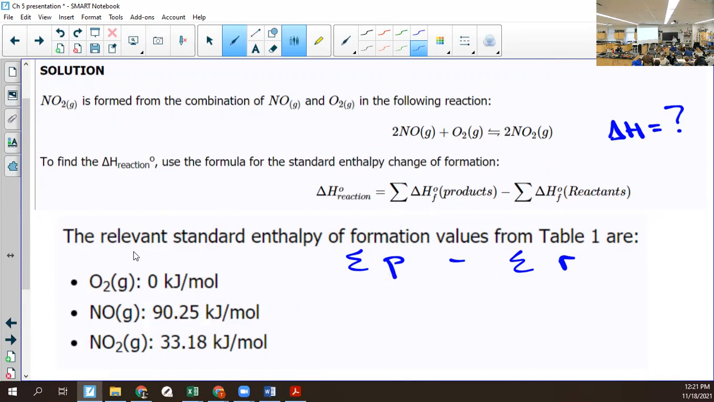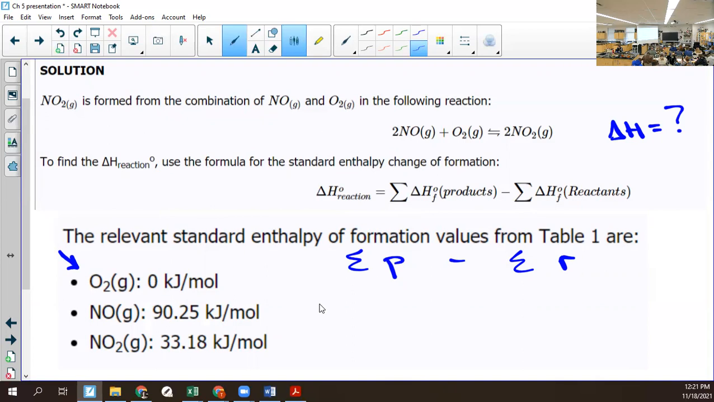So now I have a question. Why would oxygen be 0? Because it's an element already. This delta H f naught is the energy required to form something out of its elements. Well, if it's already an element, does it take energy to make it? No, oxygen was created a long time ago. So it's a 0.